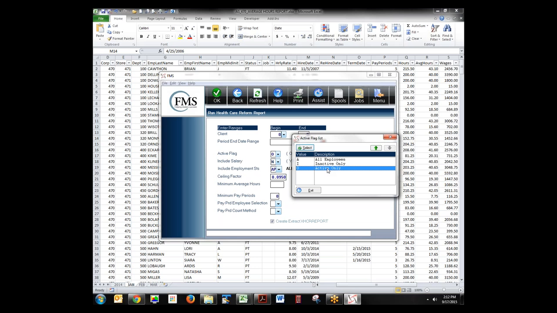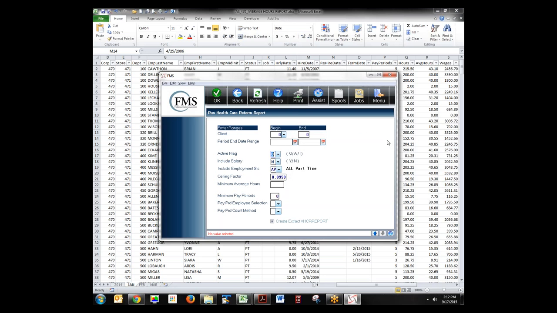So if I'm running it historically, I need to run it for all employees in order to get those that are now terminated but were active based on that historical period. I'm including salary just to include them, and then I'm doing all employment statuses. And everything else I'm leaving blank because I'm not concerned.